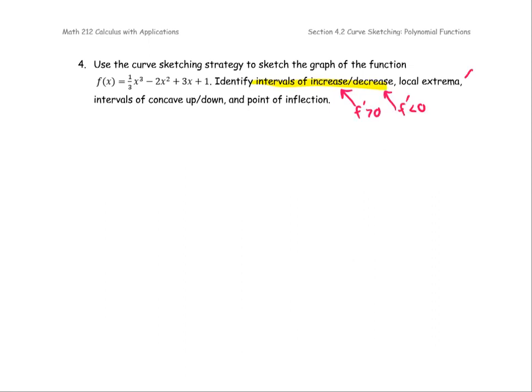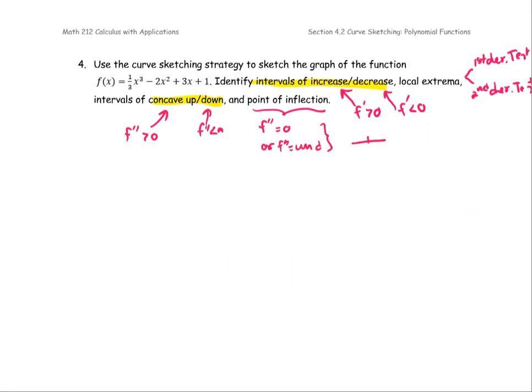Local extrema, so you can either use the first derivative test or the second derivative test. The interval of concave up, concave down. For this one, you can use f double prime: f double prime positive is concave up, f double prime negative is concave down. The point of inflection is where f double prime equals zero or is undefined, and the sign of f double prime changes from positive to negative or negative to positive.